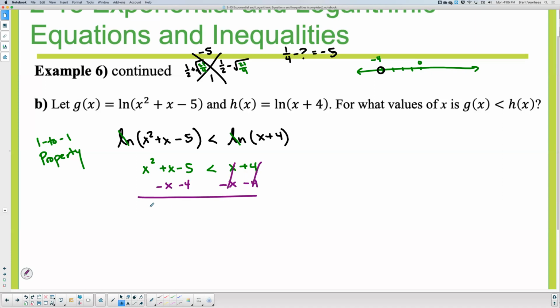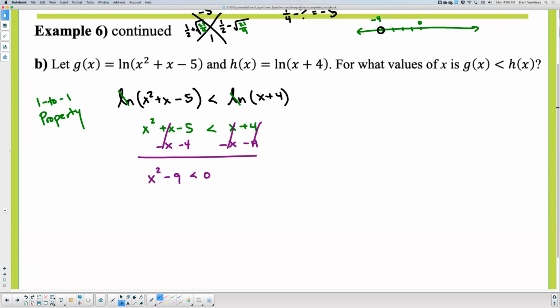This is going to give us a real nice equation here, x squared. These go away as well. It's going to be minus 9, less than 0. That is the difference of squares. You could factor that if you wanted to by the x method. Factors of -9 that add to 0. You're going to find out it's going to be x plus 3 and x minus 3 is less than 0.